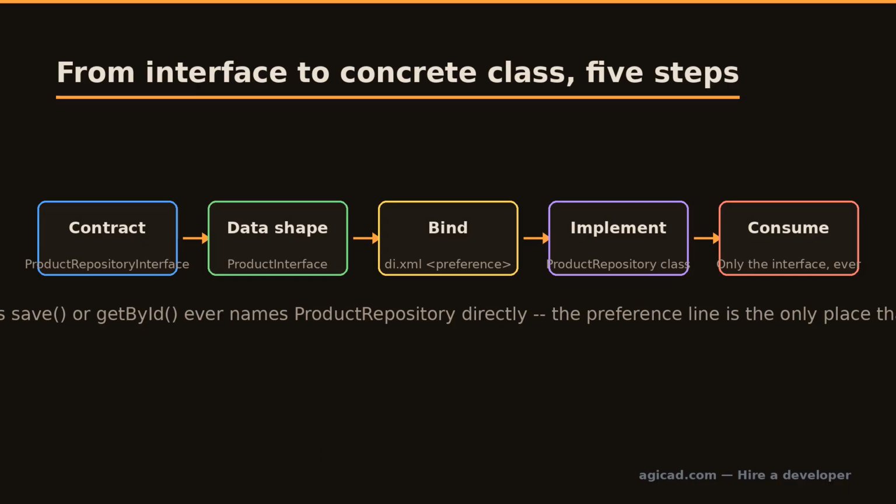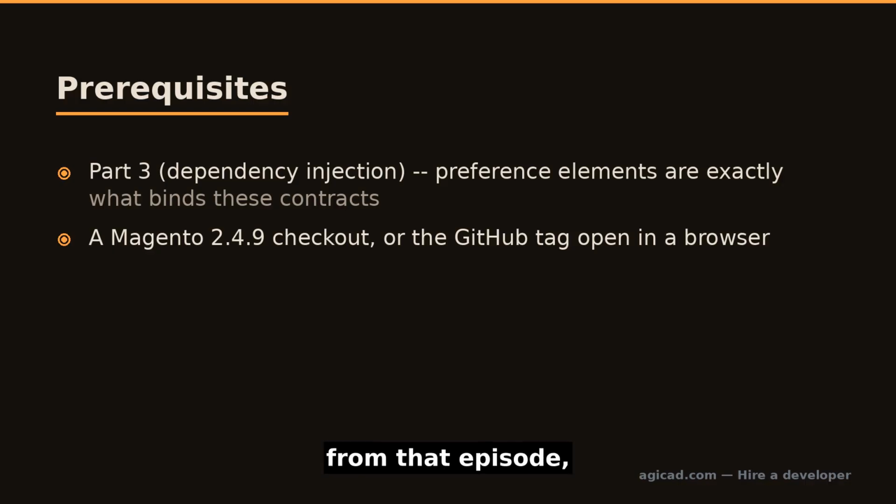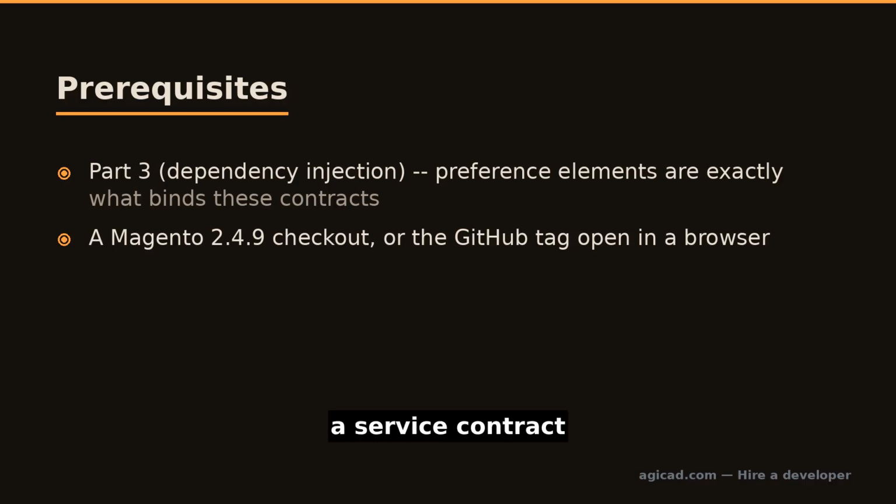A few things help before we dig in. Part 3, on dependency injection, is essentially a prerequisite here. The preference element we'll see today is the exact same mechanism from that episode, just applied to a service contract instead of a generic class swap.